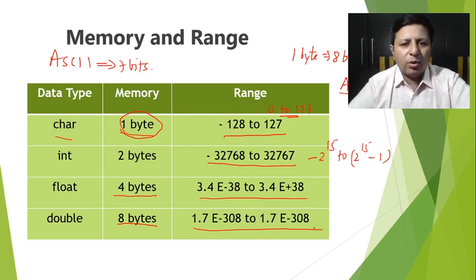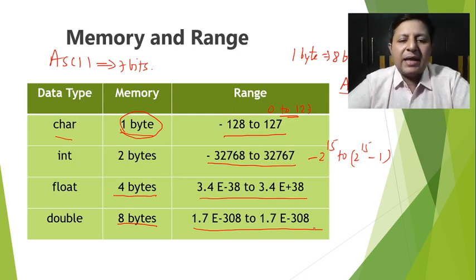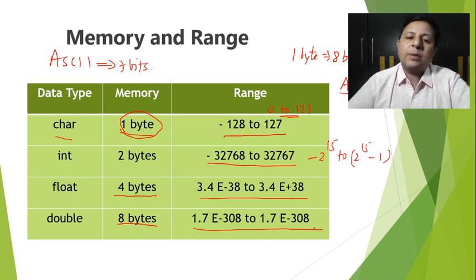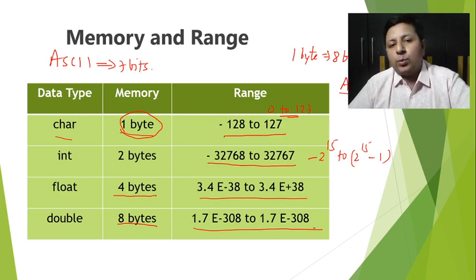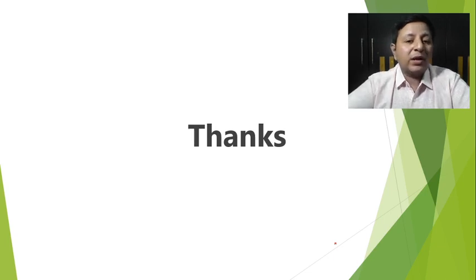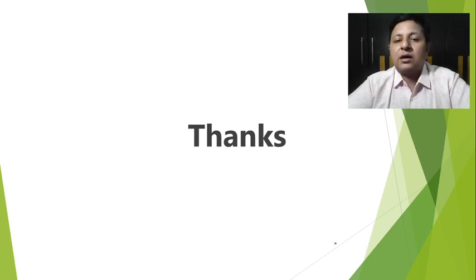Fine, so this is about the overall memory as well as the range of the data types. So these are the fundamental or the basic data types which are being provided by C language for all the users to use. So we had seen what are the different types of data types, and in this video we had elaborated about the fundamental data types which are being provided by C, namely char, int, float, and double.